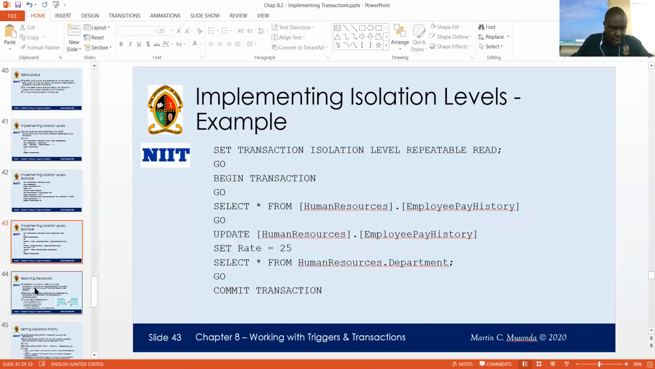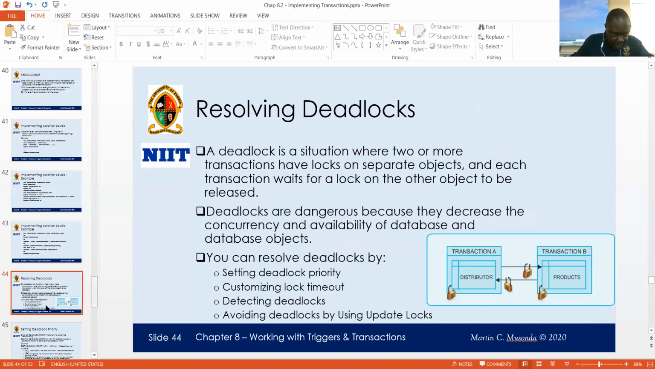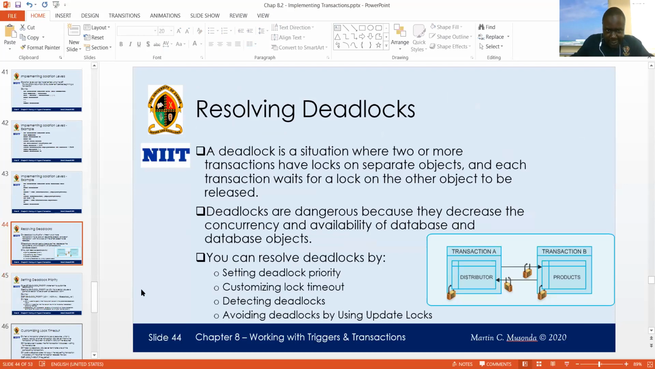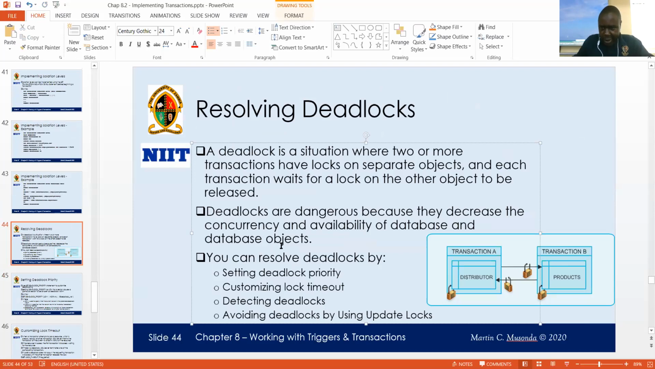I need to conclude this. I'll quickly go through this. There is what is called deadlocks. A deadlock is a situation where 2 or more transactions have locks on separate objects, and each transaction waits for a lock on the other object to be released.